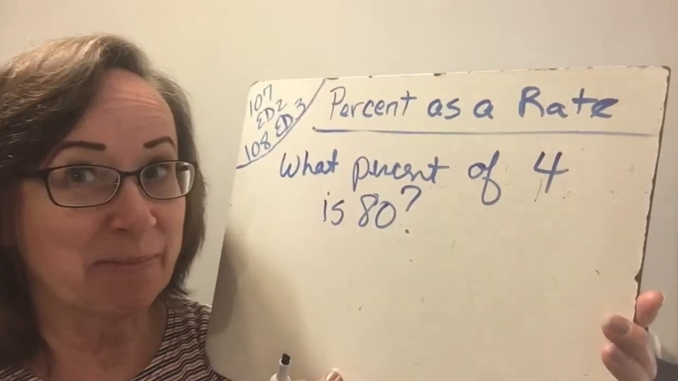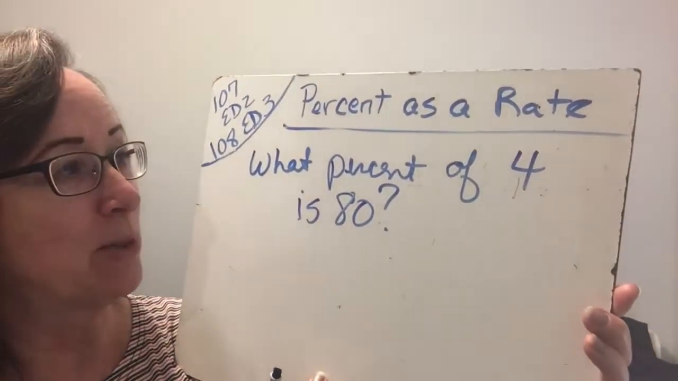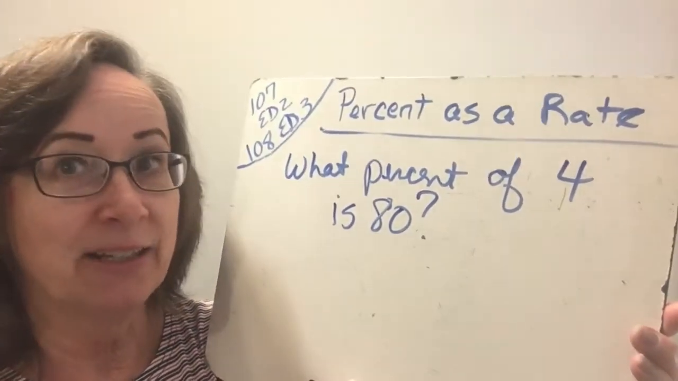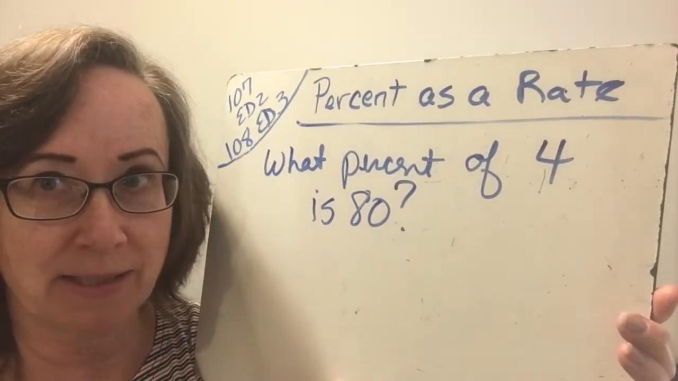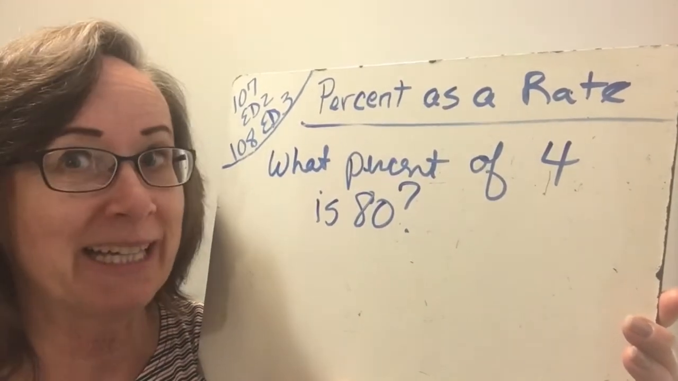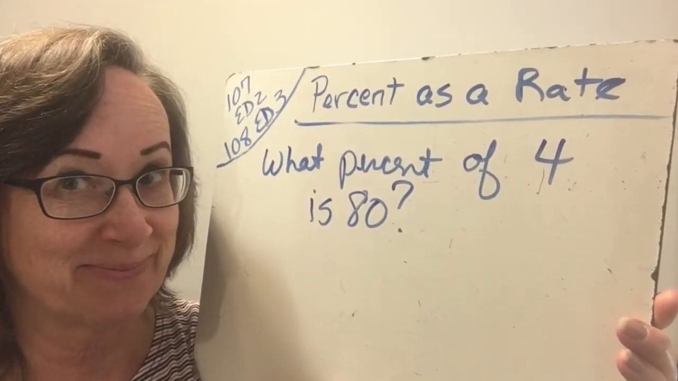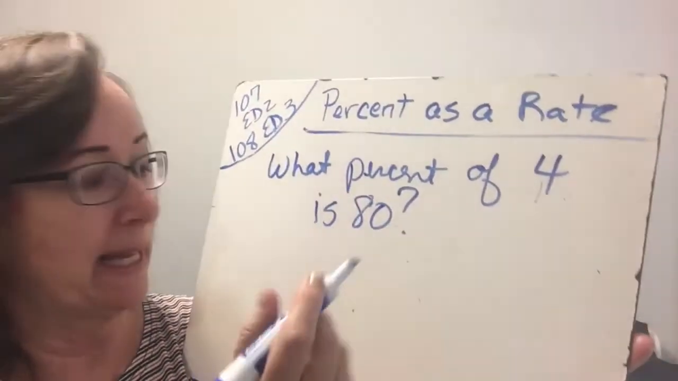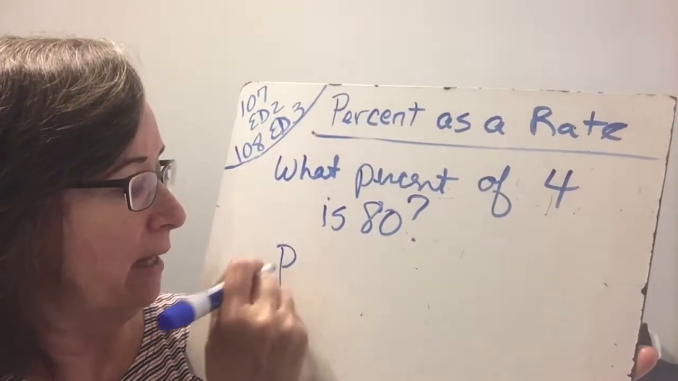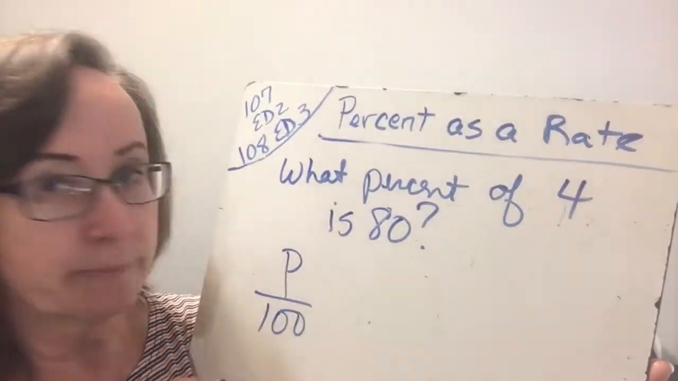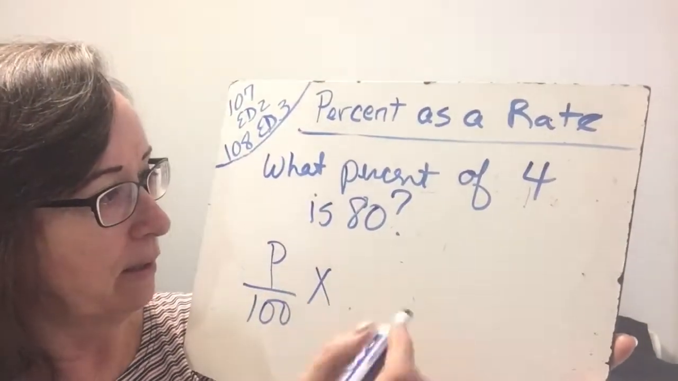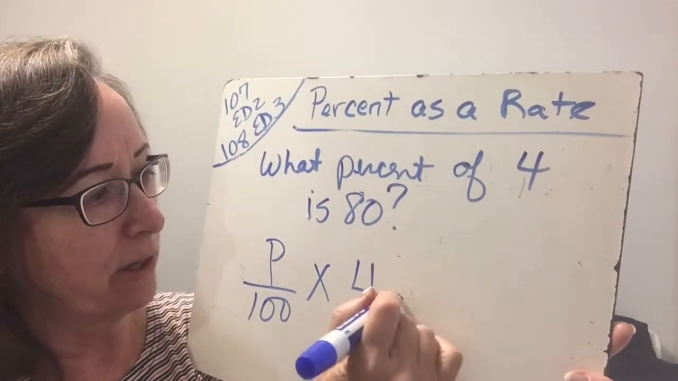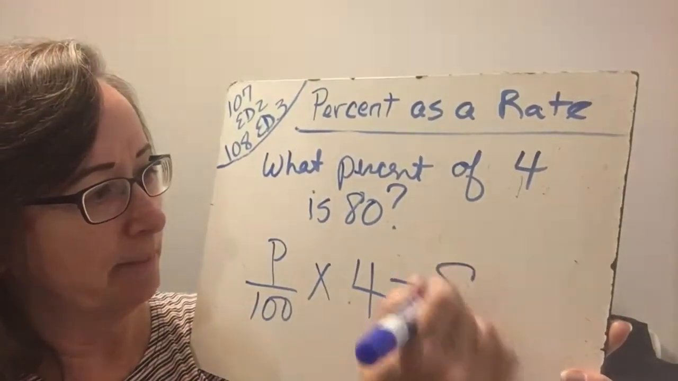Here is our second practice problem. Okay, what percent of 4 is 80? So I want you to copy it down and pause your video. See if you can get it right by yourself. Okay, so what percent we will write as P over 100. What percent of is our times, 4 is our equal sign, and 80.